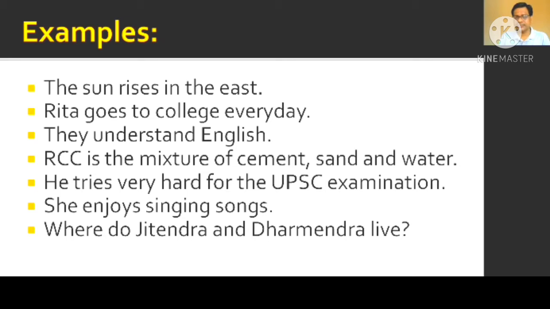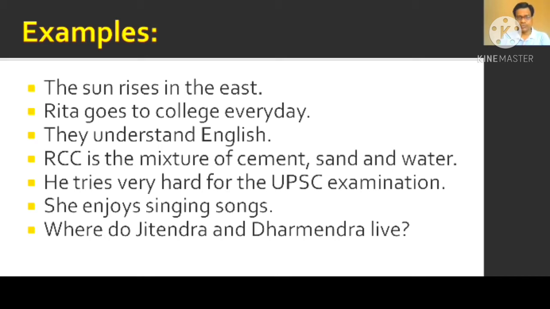Why do I call it an object? Because I can make the passive voice of the same sentence. If at all I can make the passive voice of a sentence, then the third element is usually called an object. They understand English. English is understood by them. So this way, the object will take the place of the new subject, and the present subject will go to the place of the new object. This sort of change will take place in the sentence. So this is the analysis of these three sentences over here.